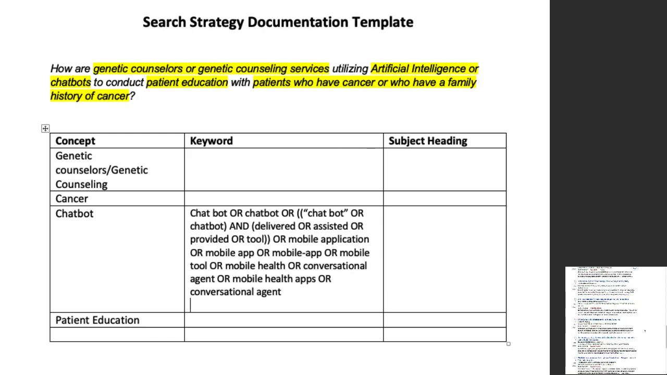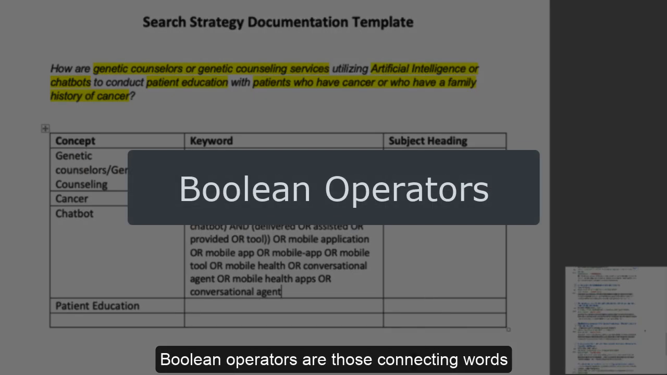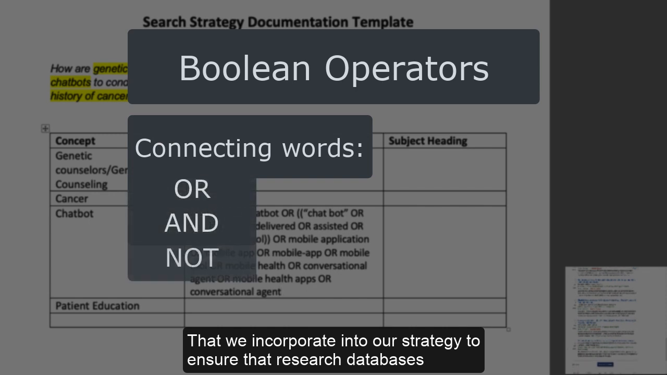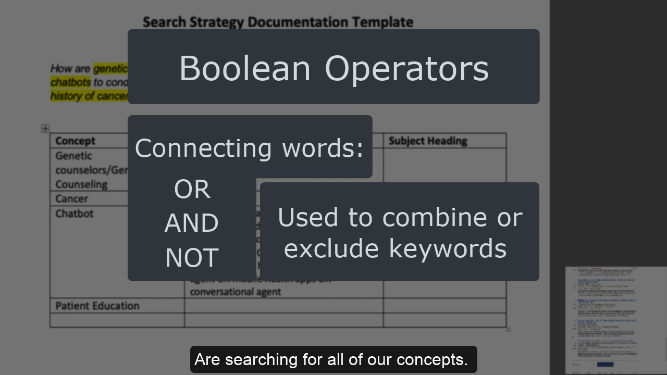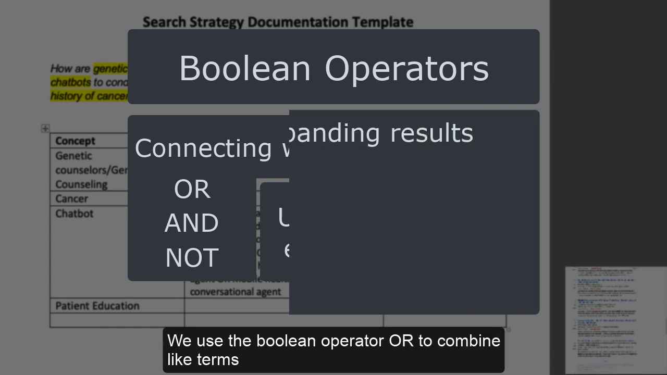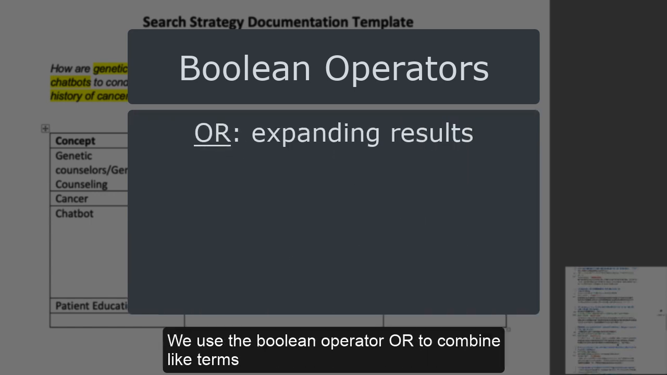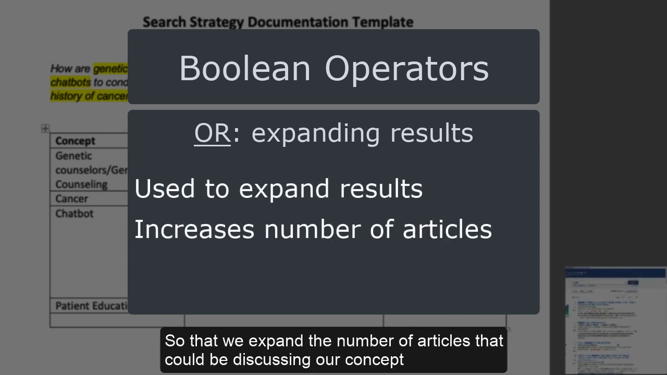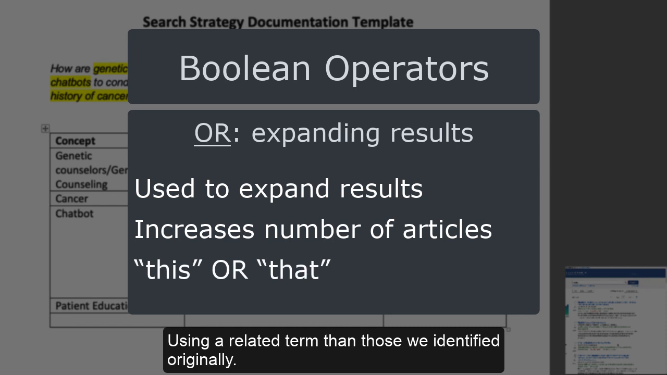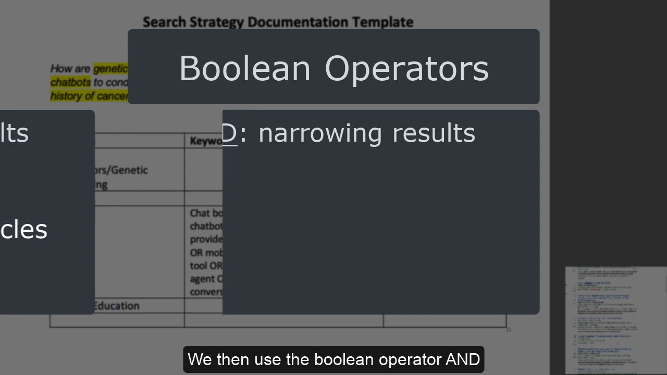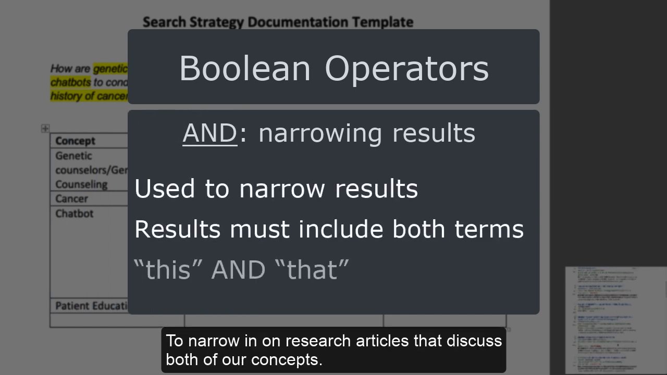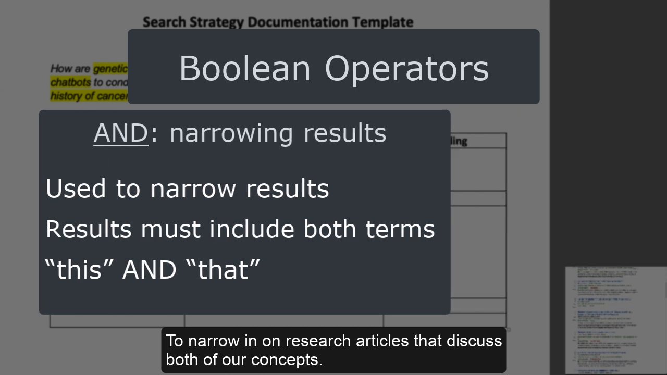operator OR. Boolean operators are those connecting words that we incorporate into our strategy to ensure that research databases are searching for all of our concepts. We use the Boolean operator OR to combine like terms so that we expand the number of articles that could be discussing our concept using a related term than those that we identified originally. We then use the Boolean operator AND to narrow in on research articles that discuss both of our concepts.